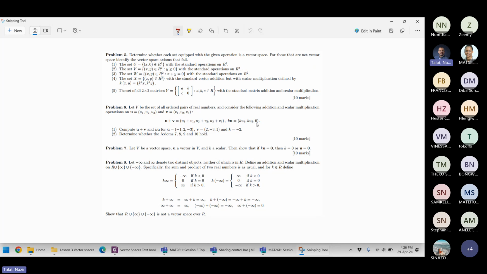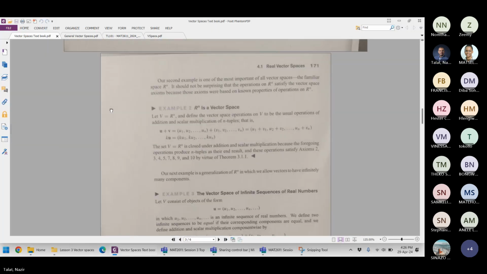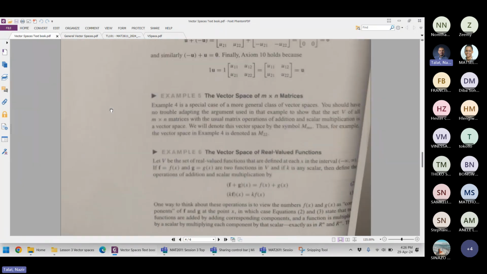Now the task is to compute u plus v and ku, where u and v are some specific vectors and k is some specific constant, and then determine whether axioms 7, 8, 9, and 10 hold or not. This also gives you an idea of the given problem, as we saw some example where V is not a vector space.